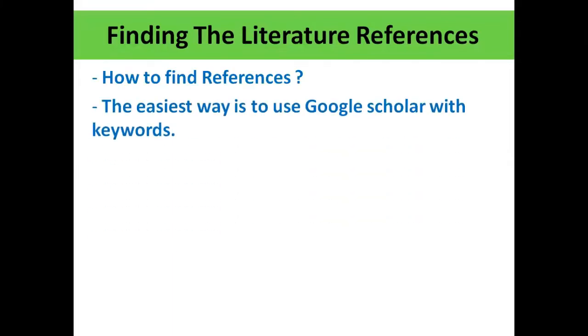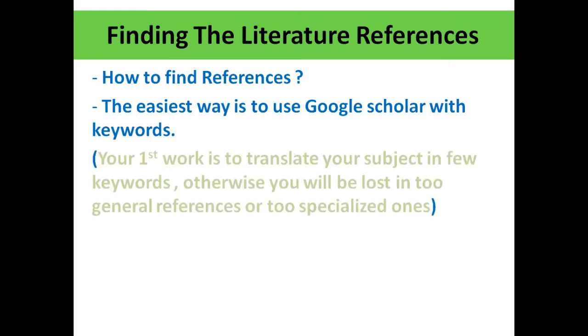How to find references to do our literature review? The easiest way is to use Google Scholar with keywords. Not only Google Scholar, but generally all the academic search engines. And to do this, you have to translate your subject into a few keywords. Otherwise, you will be lost in either too general references or too specialized ones.